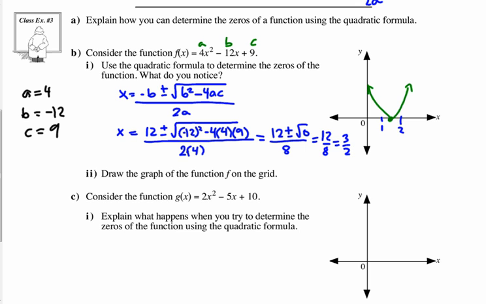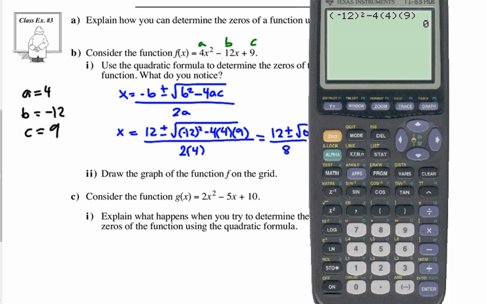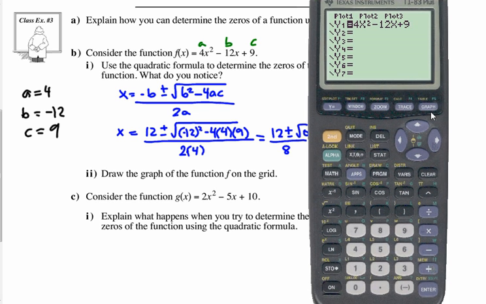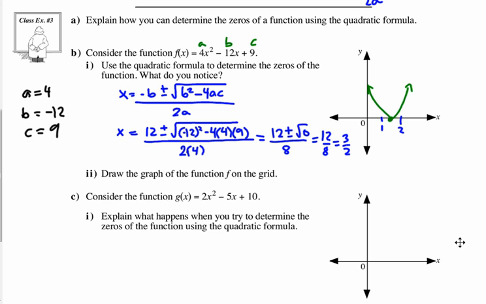So if we look at our graphing calculator, go to y equals. Plug in 4x squared minus 12x plus 9. And there you go. It only touches once. Okay, so it says, what do you notice? What did we notice? That inside was 0. Okay, so let's look at the next function.